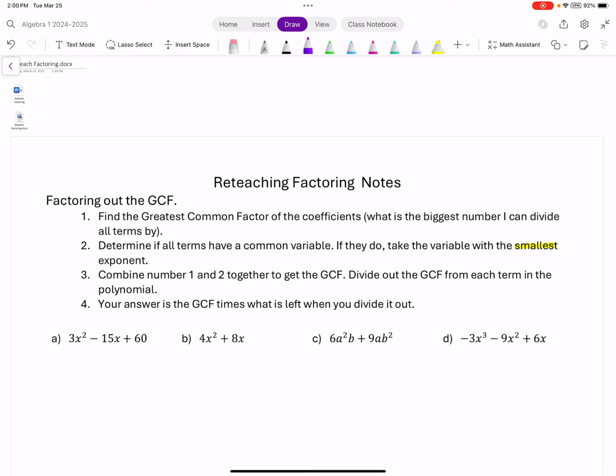Okay, so we're going to combine number 1 and 2 together to get the greatest common factor, and then we're going to divide that out from each term in the polynomial. Your answer is the greatest common factor times what is left when you divide it out. So we're going to go ahead and work 4 examples on taking out the greatest common factor.